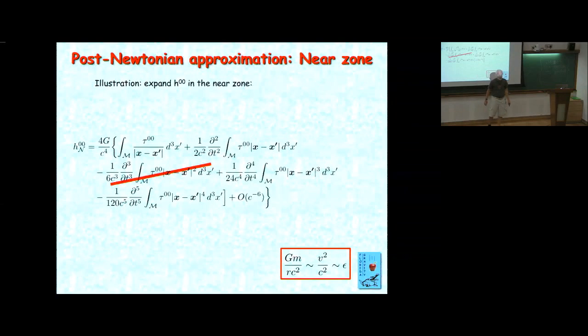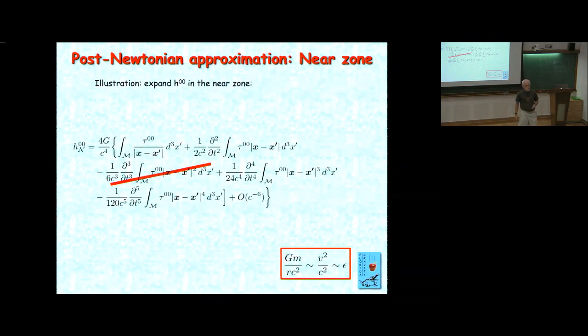That's not zero. That looks like a quadrupole moment or something, a moment of inertia of the system. Tau 0,0 times r prime squared d3x, it's non-zero. However, it's purely a function of time, right? We've integrated over all x prime. So this is a pure function of time. Hit it with three time derivatives, it's still a pure function of time.